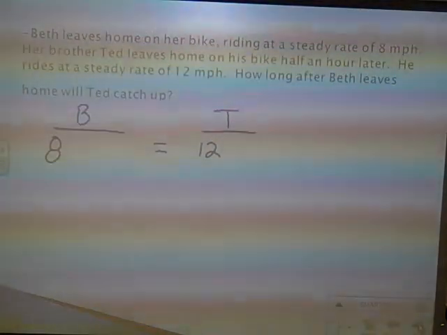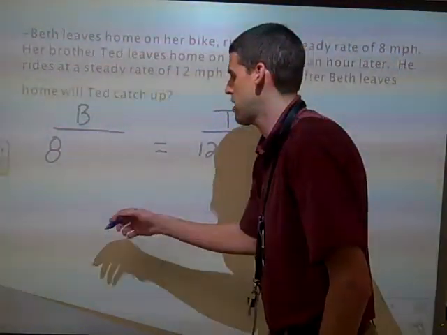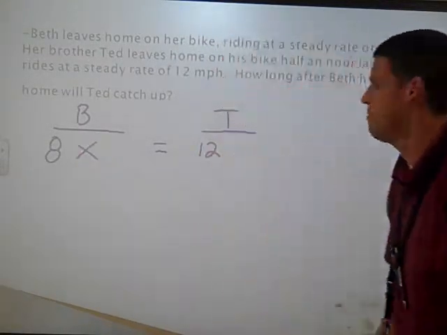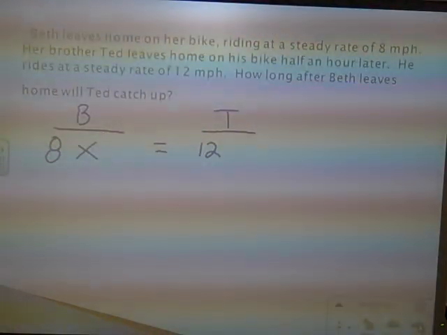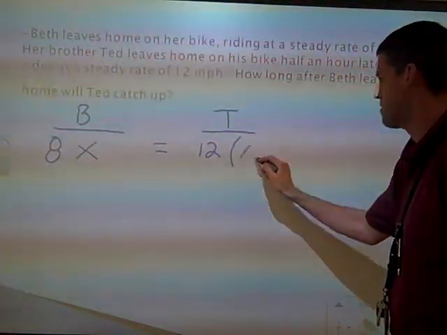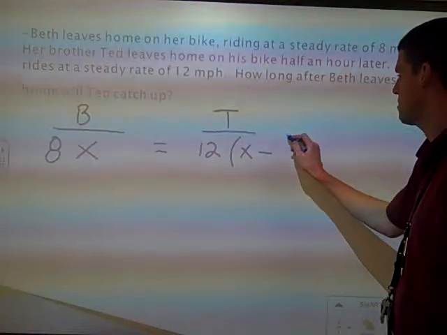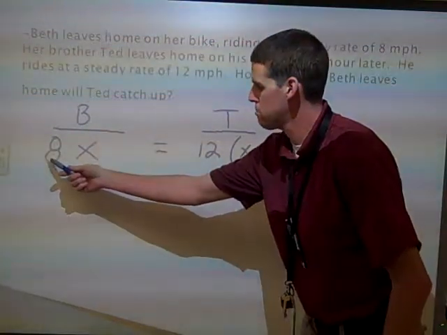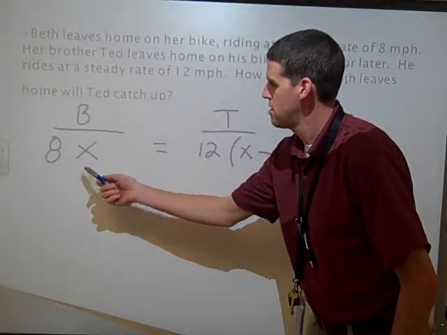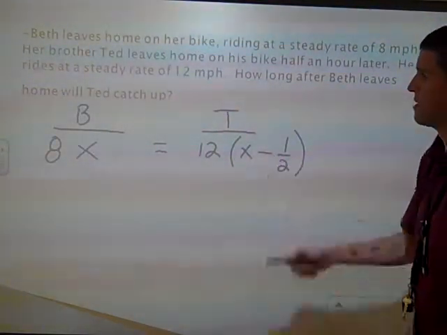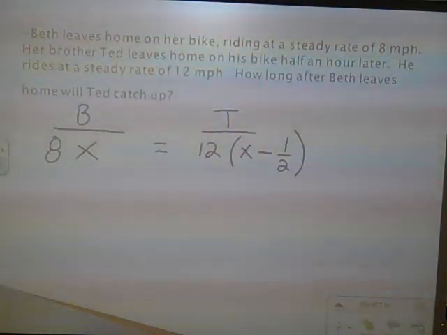Now Beth takes off and rides for a certain amount of time. We're not sure how long yet, so let's put an x for how long Beth rides. We know that Ted rides half an hour less. So Ted would ride whatever Beth does, which is x, minus half an hour. So 8 miles per hour for a certain amount of time is going to equal 12 miles per hour for a certain amount of time, but minus that half hour, because he rode a half hour less. Now that I have my equation set, I can solve it.